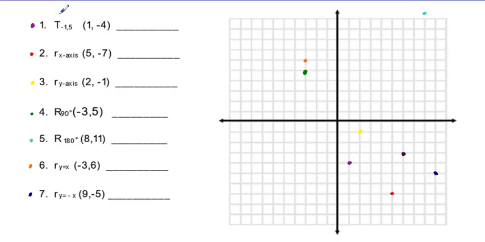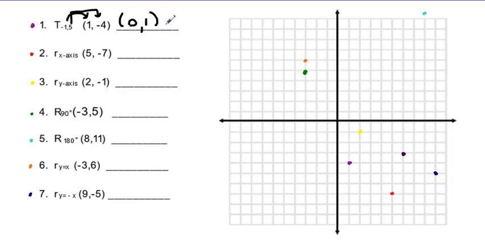First question tells us to translate the ordered pair (1, -4) according to the rule (-1, 5). We could just add: -1 plus 1 would give us 0, and add 5 plus -4, which would give us 1. Translations are all about adding.